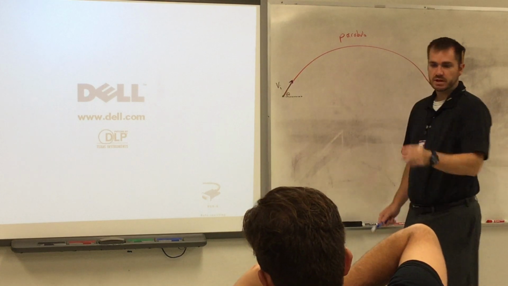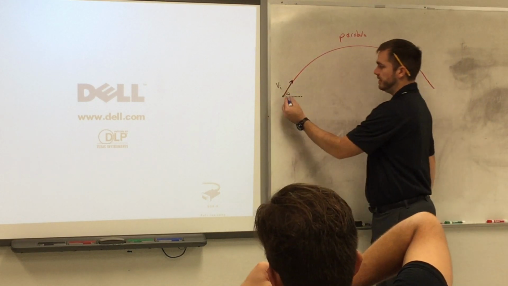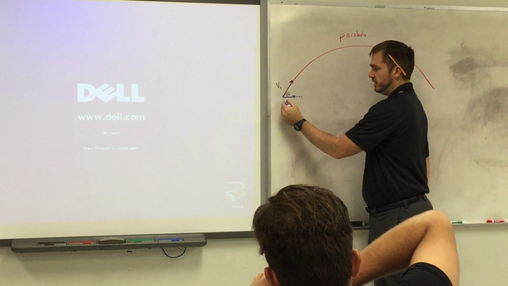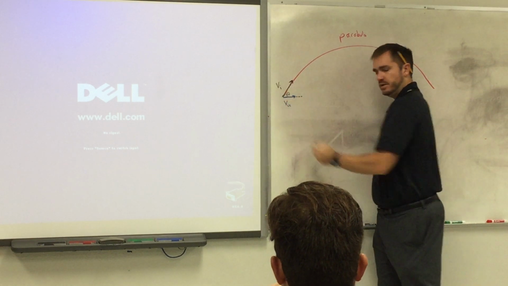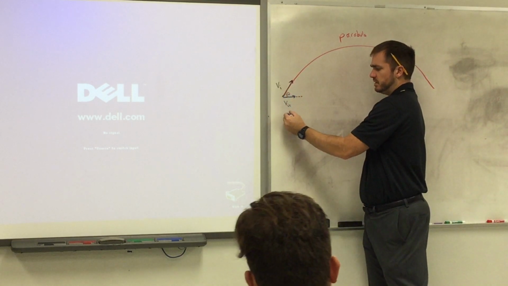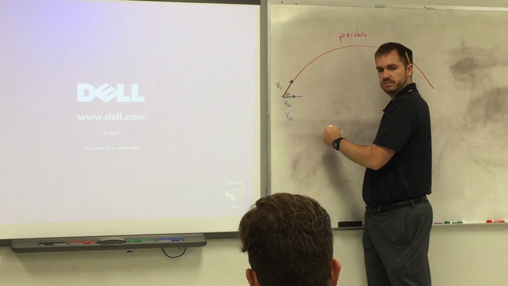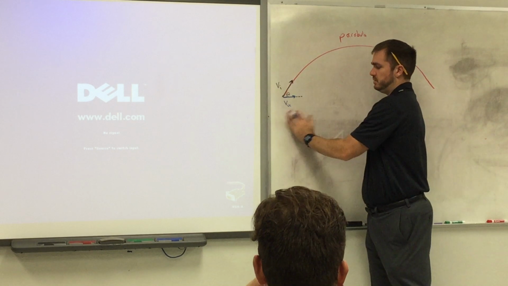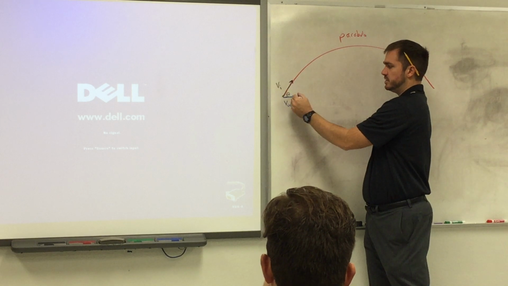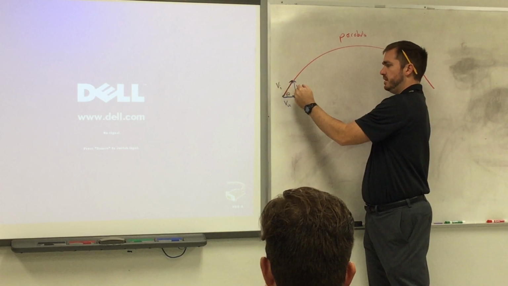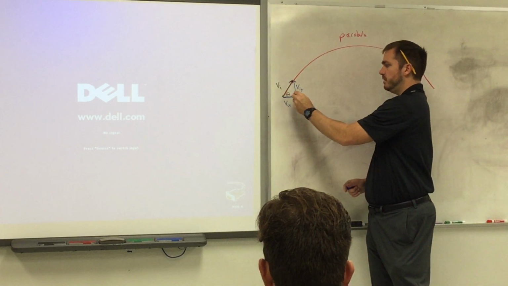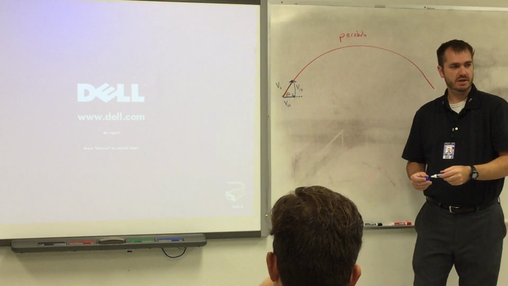And we'll deal with this when we talk about vectors here in a couple weeks. You can actually break that VI down into VIX and VIY. Can I say VIX or VXI? It doesn't matter. Anyway, the initial velocity in the X direction and the initial velocity in the Y direction. You can break that down. And what do you know? We're back to triangles again.